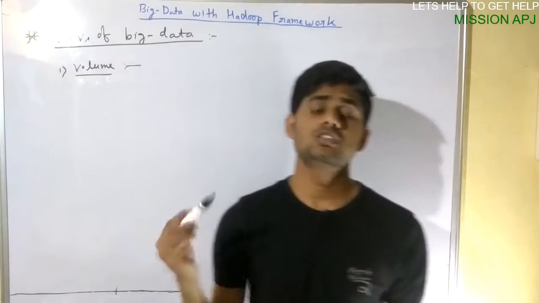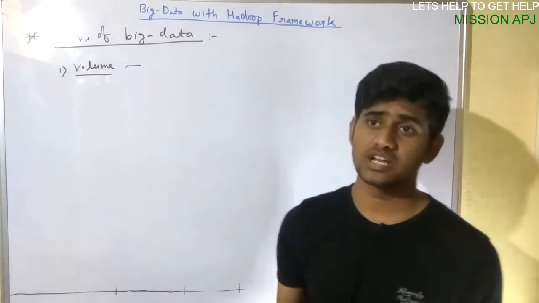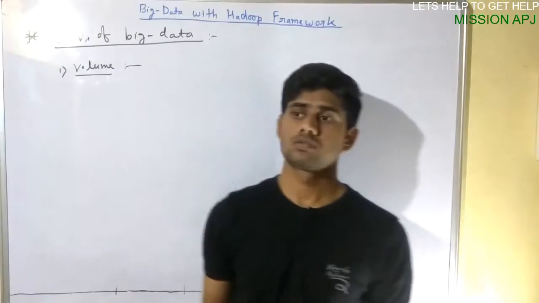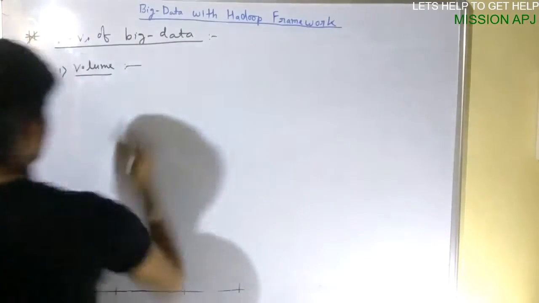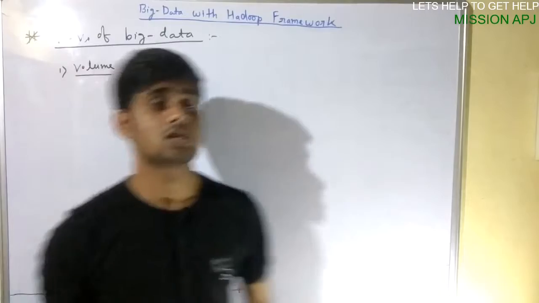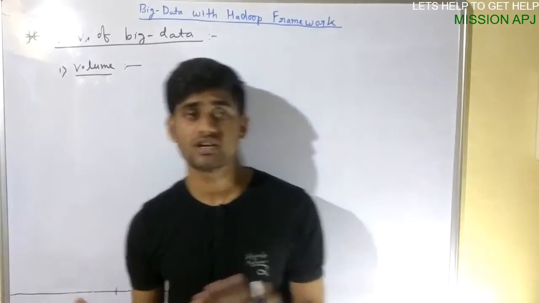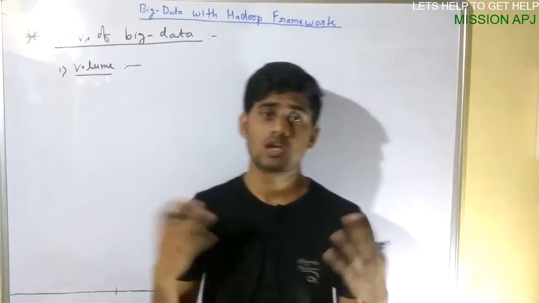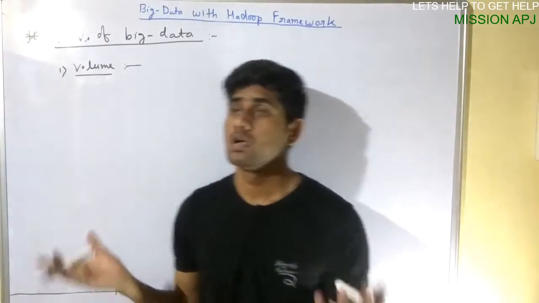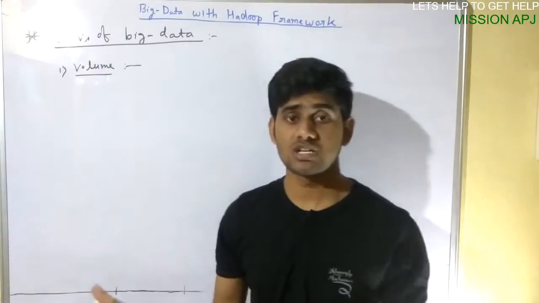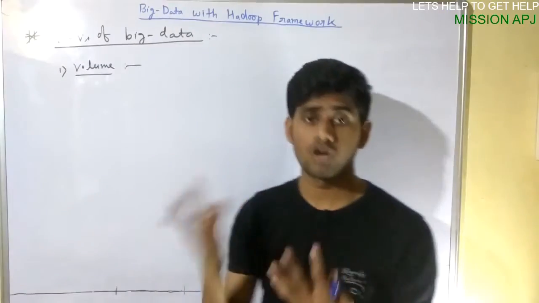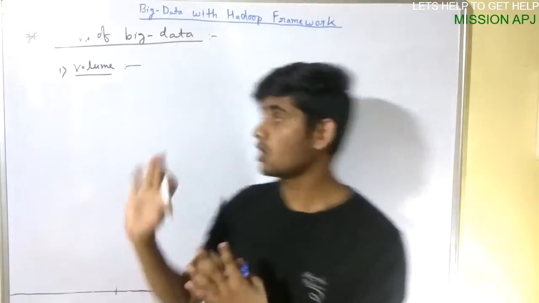Now let us understand the three V's of big data. What are the three V's of data? The first is volume, that is, nowadays a huge amount of data is being generated. So big data is dealing with volume, lots of data. Huge data has been generated, that is big data. So volume is related to big data, that's why it is one V.